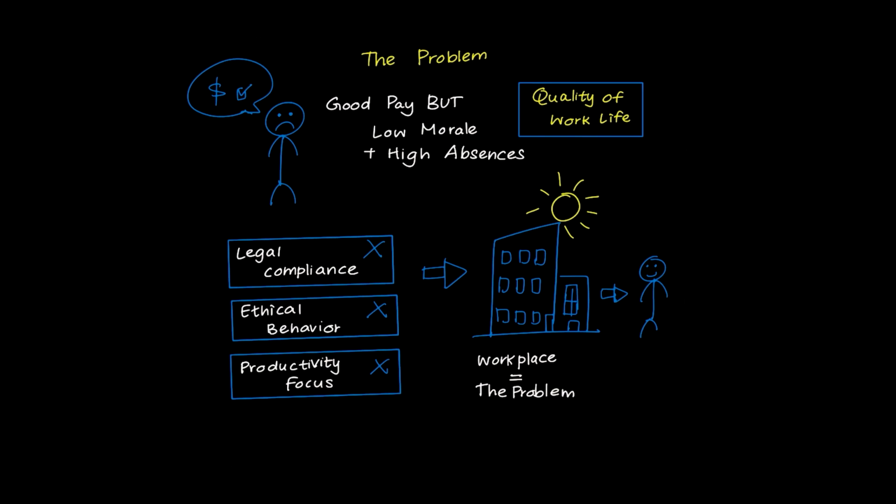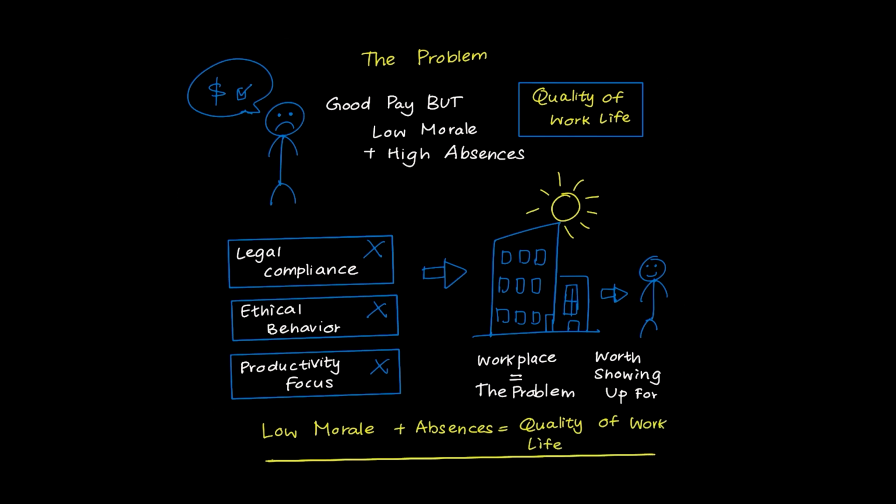Here's a WGU D351 OA exam tip for you. When you see morale and absenteeism together with competitive pay, the answer points to work-life quality, not compensation. Quick recall hook: low morale plus absences equals quality of work life.